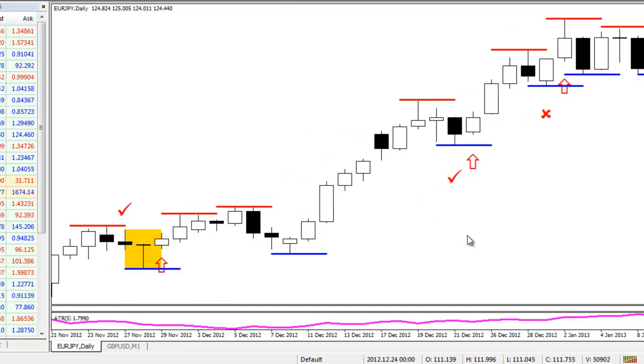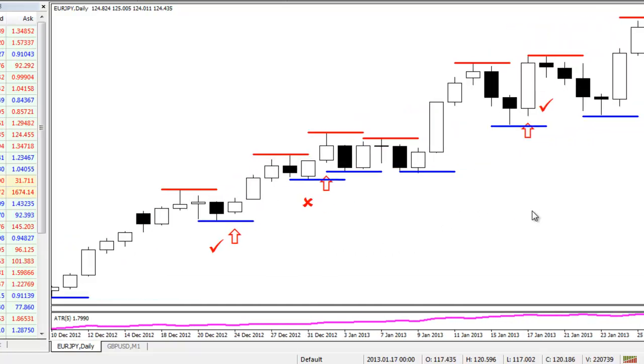80% success rate, and yes, it's a 1-to-1 reward to risk, but we can see this is a really good system for only trading trends for a start, because it's impossible for this system to trade a range. The reason why it's impossible for this system to trade a range is because we have to have a higher low than the previous high in order for us to have an upward trend, and similar conditions are true for a downward trend, which we'll see shortly.